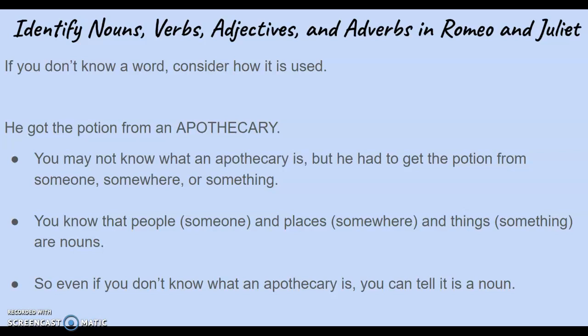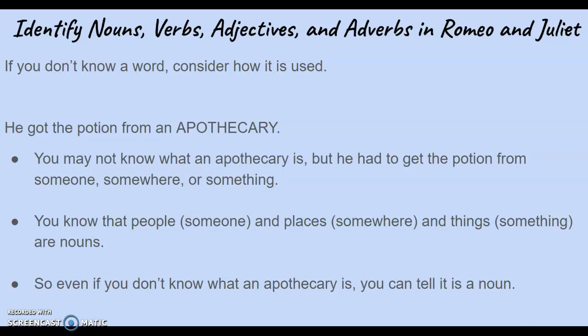So, for example, let's look at this. If the sentence was, he got the potion from an apothecary. Let's say you don't know what the heck an apothecary is, right? That's okay. You can still figure out if apothecary is a noun, verb, adjective, or adverb because you can just reason it out. Think about this. Romeo got the potion from an apothecary. Well, he had to get the potion from what? Just in general, logically thinking, you would get anything from a person. Maybe you could get it from a place, or you could get it from something. Like, I don't know, eggs.